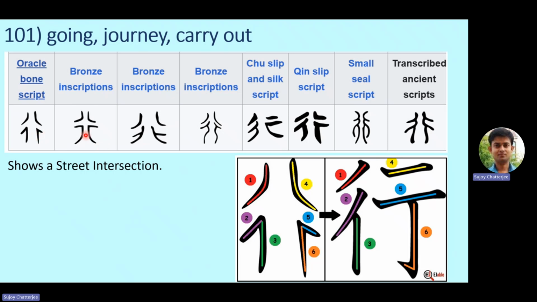So these are the old or ancient forms of this same character, which were inscriptions on bronze or some other metal or on the bone script as well. So this is all about this symbol, going or journey.